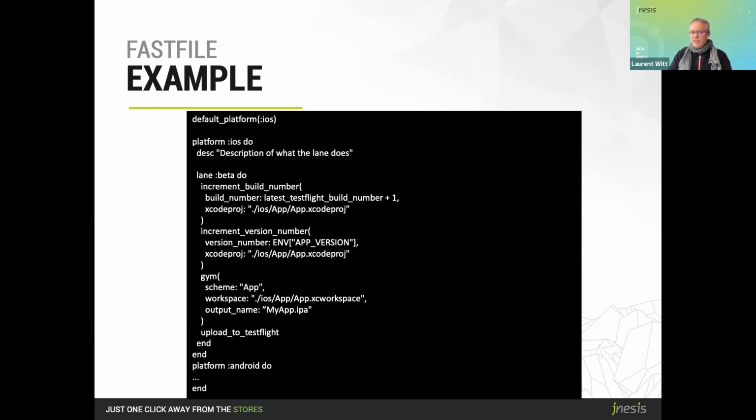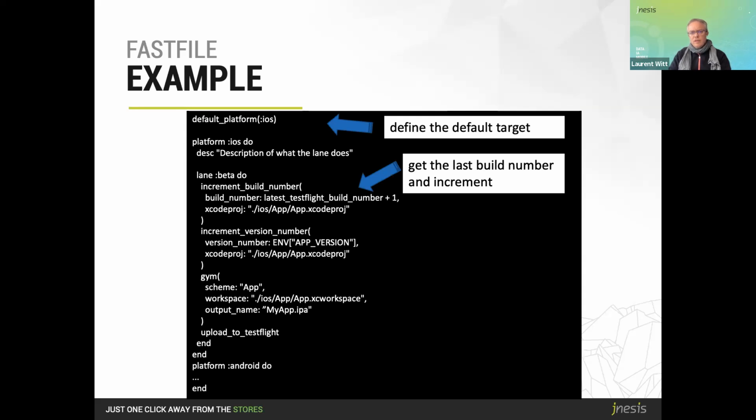Now let's focus on the fast file configuration file. As you can see, it defines different steps in order to build a particular target. In this example, we will focus on the iOS build, but it's pretty similar for Android. You just have to adapt with platform-specific values. The first thing we have to do is to define which is the default target, iOS in our case. You could, of course, set up a short description, but the first big thing to look at is to get the last build number and then increment it.